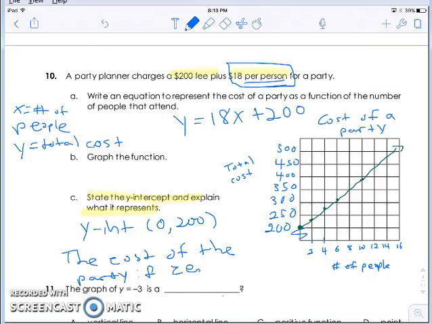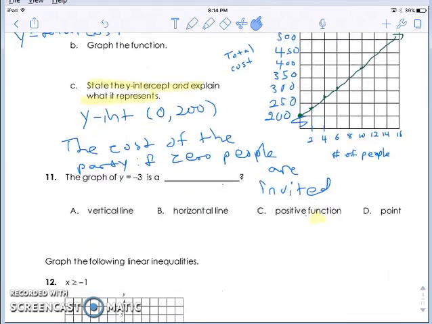It's if 0 people are invited. That is some terrible handwriting. Cost if 0 people are invited. You could also say it's the flat rate. Probably some other good ways to describe it as well. And this one doesn't have an x-intercept, so you wouldn't explain what the x-intercept is, obviously.